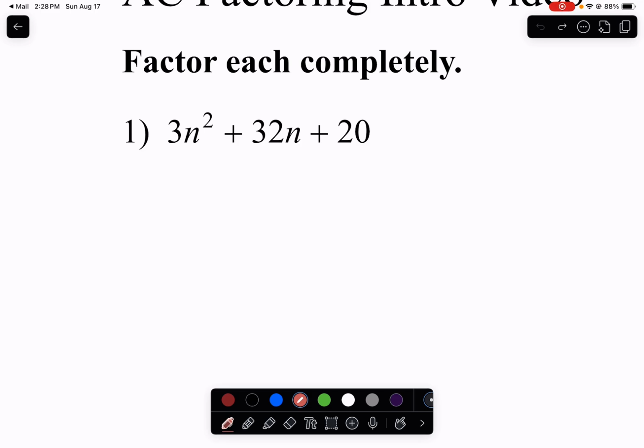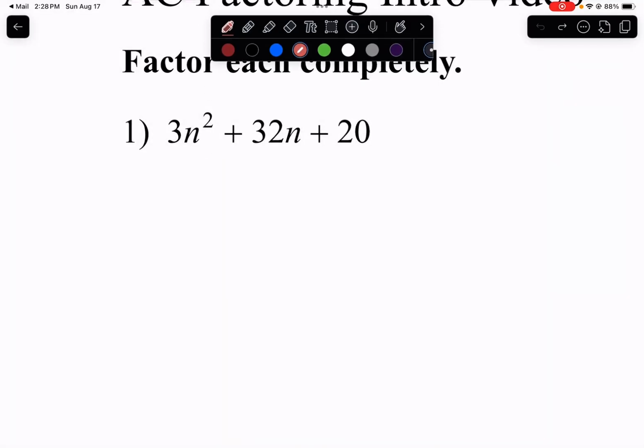Whenever you're factoring, the first thing you always look for is a greatest common factor, no matter what you're factoring. And here, I've got a 3n squared, 32n, and 20. So I can't take an n out of all three of these, and there is no number that I can divide 3, 32, and 20 by. So I can't take a GCF out, so I'm going to go use trinomial factoring.